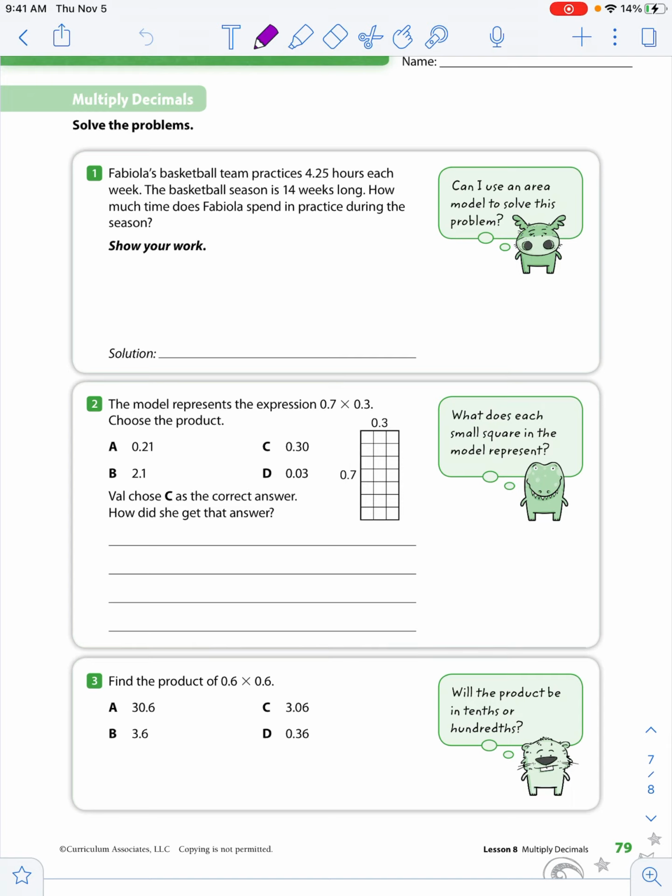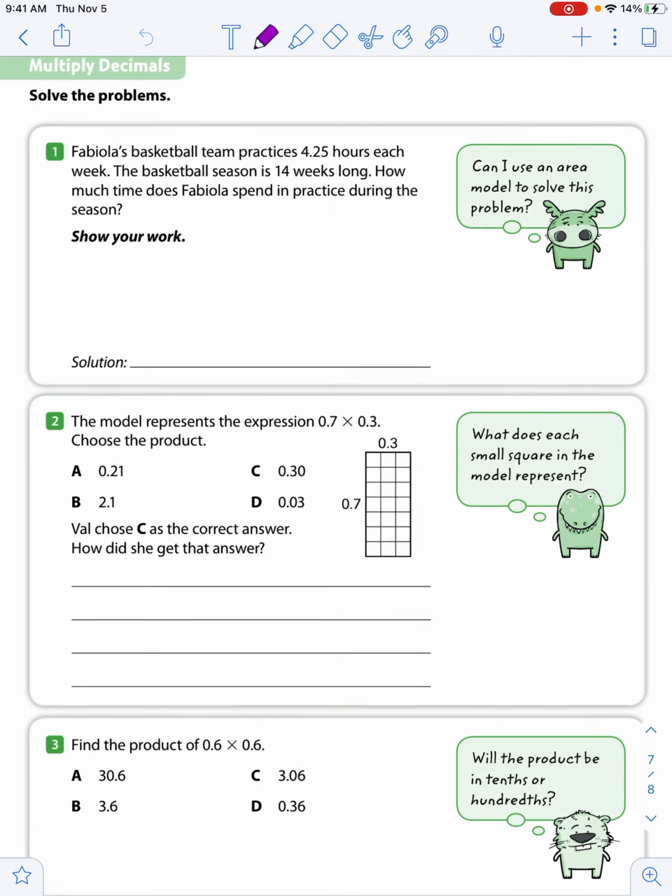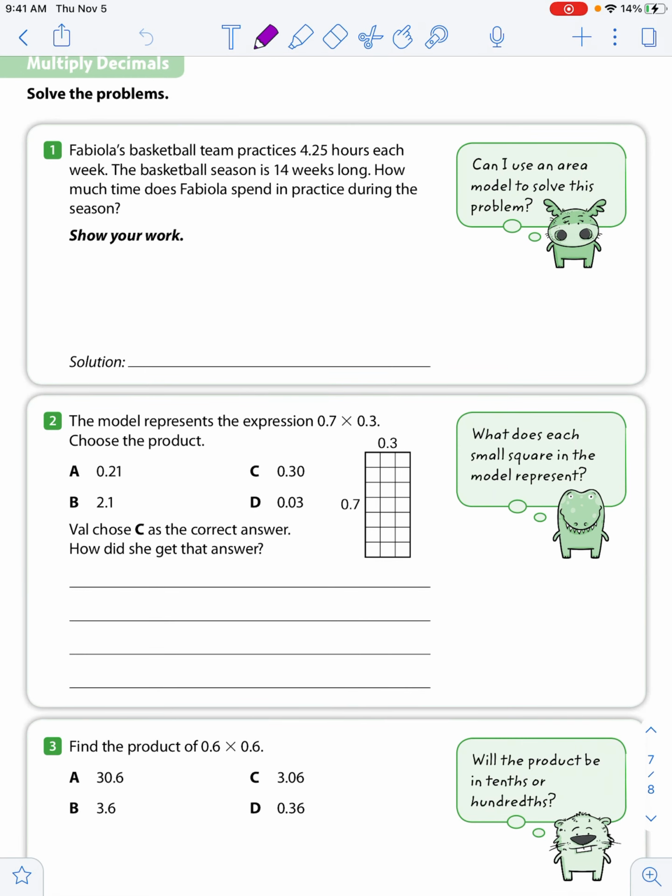All right, question 1. We have Fabiola. I wish him lots of luck with his name. That's a challenging one. Fabiola's basketball team practices 4.25 hours each week. Let's think about that realistically before we even start. 4.25. 0.25 is a quarter. So 4 3/4 hours each week. So that's basically a little over an hour, maybe 4 times a week. Okay? Use common sense first.